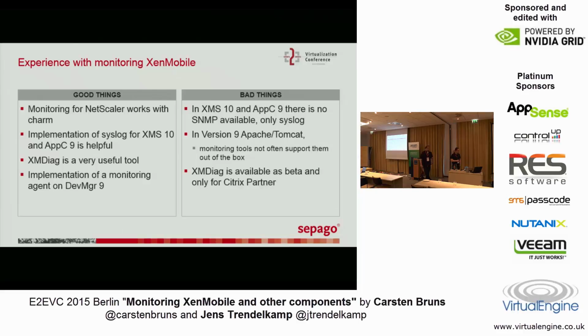XenDiag is useful, but it's only available for partners, not for the customers. So how many environments do I have in my XenDiag for other customers? It's not really good, and it's better. So it's a beta version.